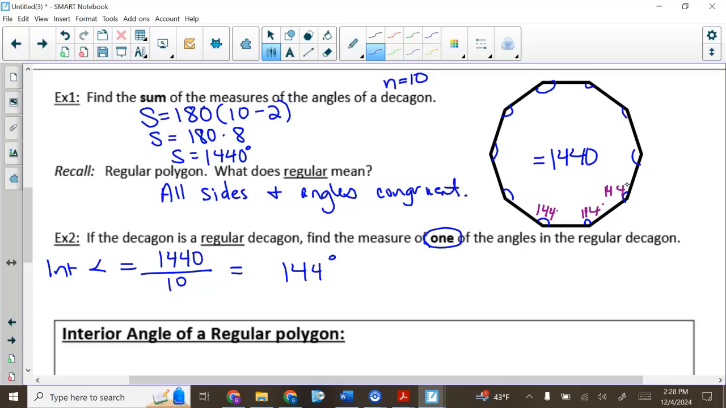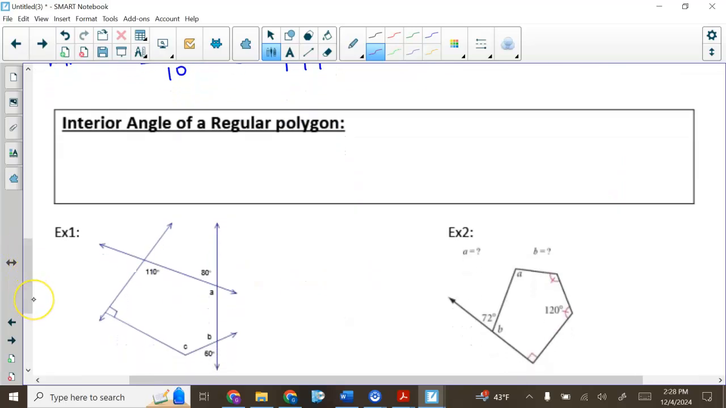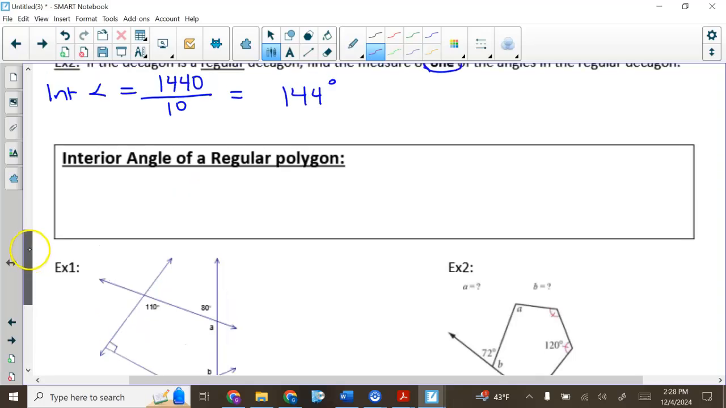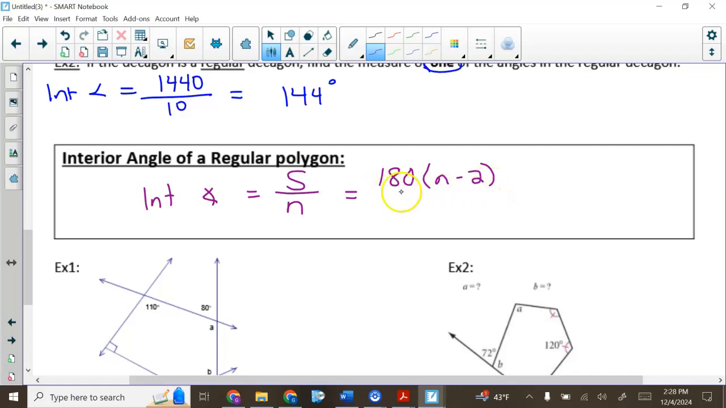Okay, so we can rewrite that with a formula. Interior angle of a regular polygon. So the interior angle is going to equal the sum of the degrees divided by the number of sides. Or what was that sum equation? That was 180 times n minus 2, all divided by n.